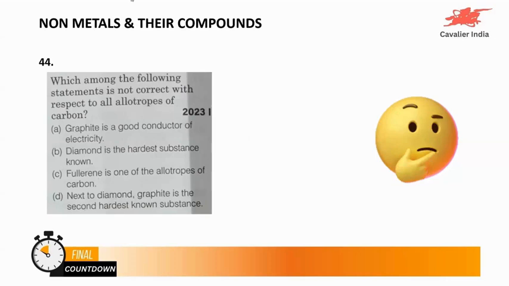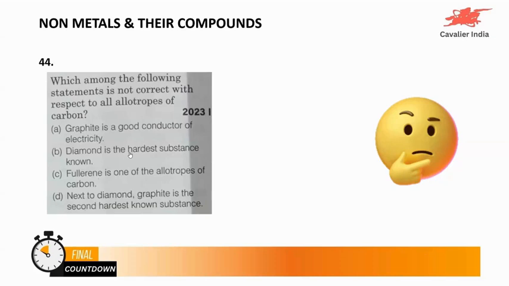Answer the question. No one is having an answer. Just read it and answer it. Okay. Graphite is a good conductor of electricity, right? Why? Because graphite contains free electrons. Okay, very good. Yes, the answer is right. So option D is the right answer.